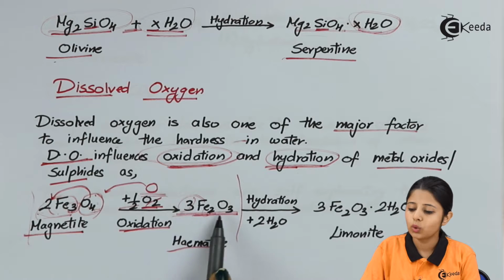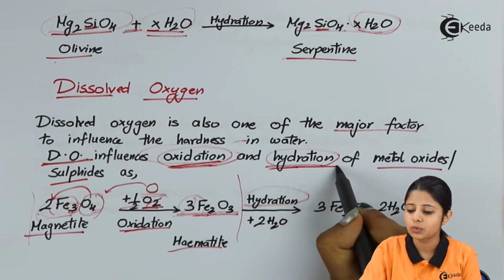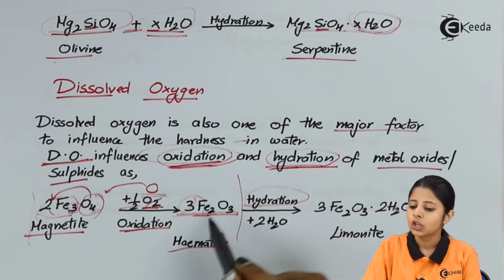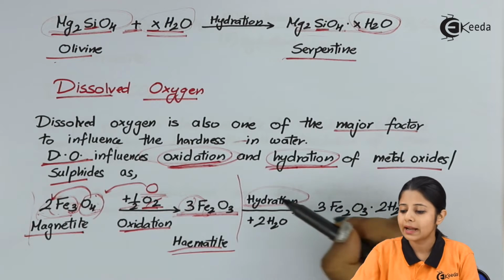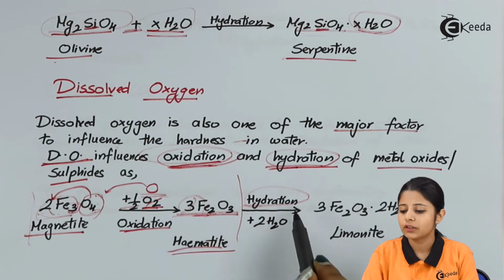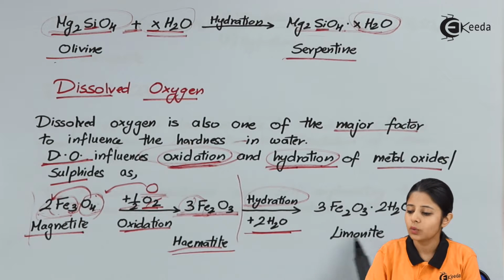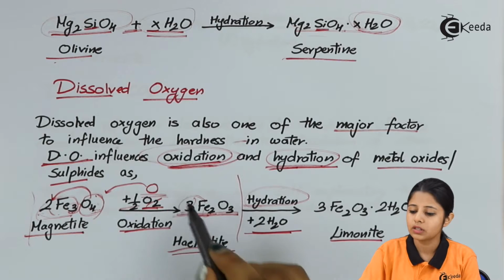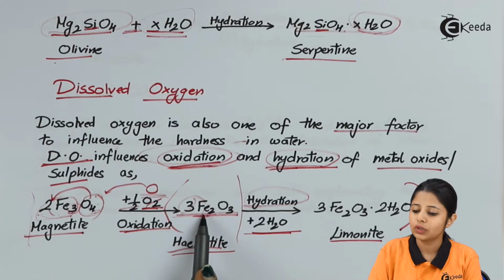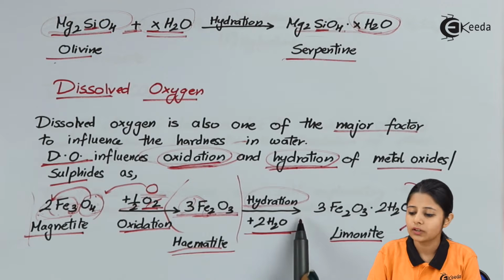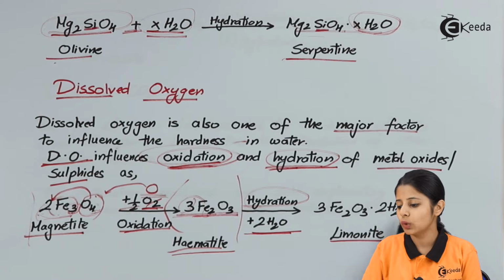Now this Fe2O3, I am doing a hydration process. Why? Because first we had the oxidation process and the next process which we had was the hydration process. So now to this Fe2O3, which is also known as hematite, I am doing the hydration process, and because of the hydration process I am adding 2 water molecules. On the product side what I get over here is limonite. So this will be my next half of the reaction, wherein I am taking 3 Fe2O3 in presence of hydration, that is 2 water molecules, to form 3 Fe2O3.2H2O, which is known as limonite.